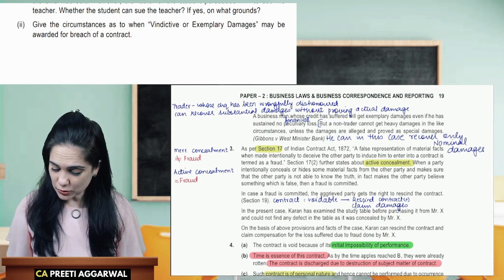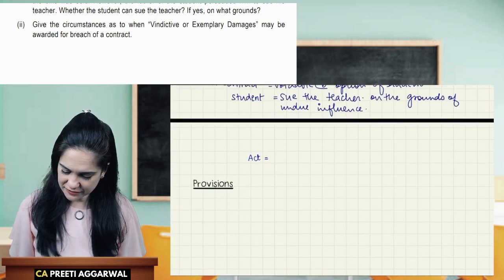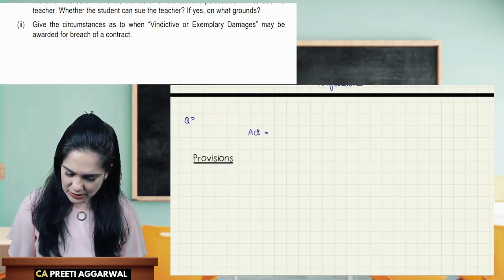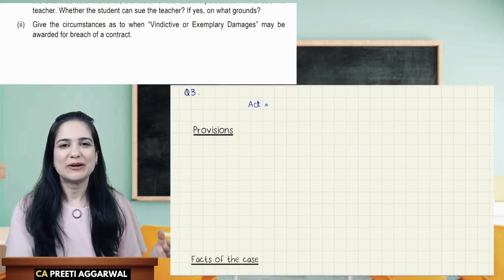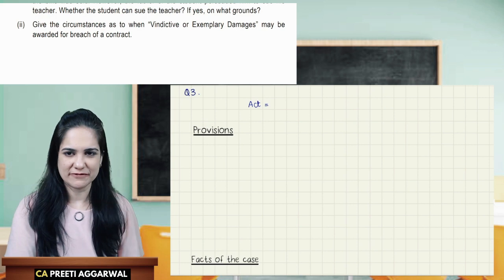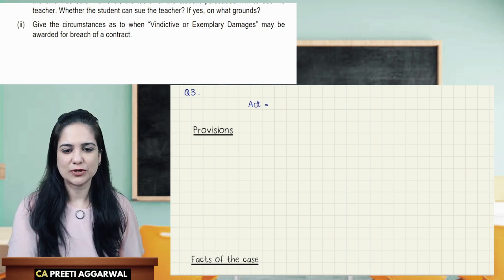Let's go to the next question. I'll just shift back to this question 3. Let's now decide what is to be written in the provisions part. Let's read the question first. So let's go to the question.